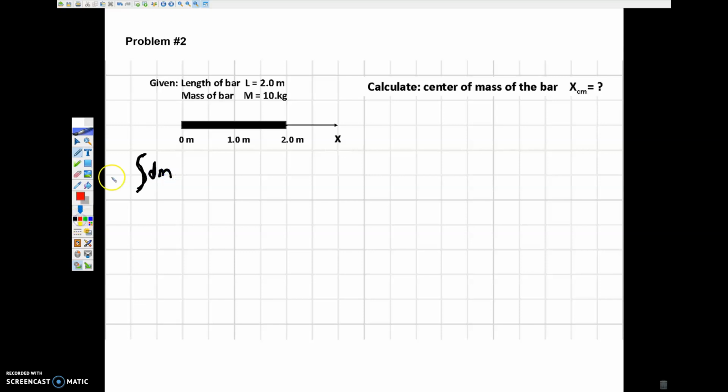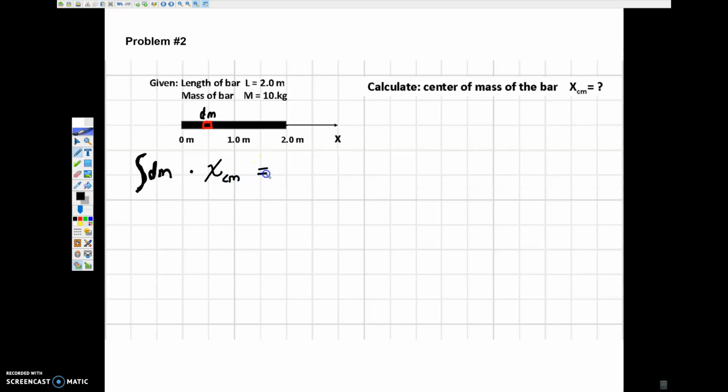Now remember, that long bar can be broken up into little tiny bits. Each little bit is a dm. And what we're going to have to do is add up all of the dm's. So that's the integral dm. And then we're going to multiply that by the x-coordinate of the center of mass.